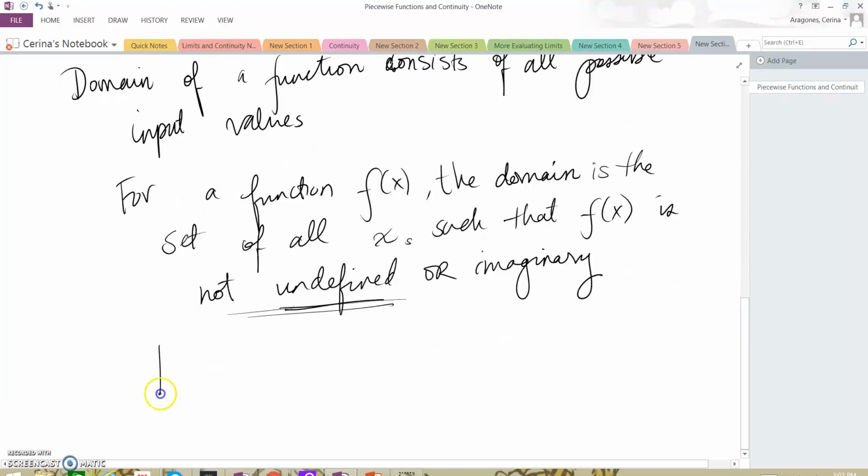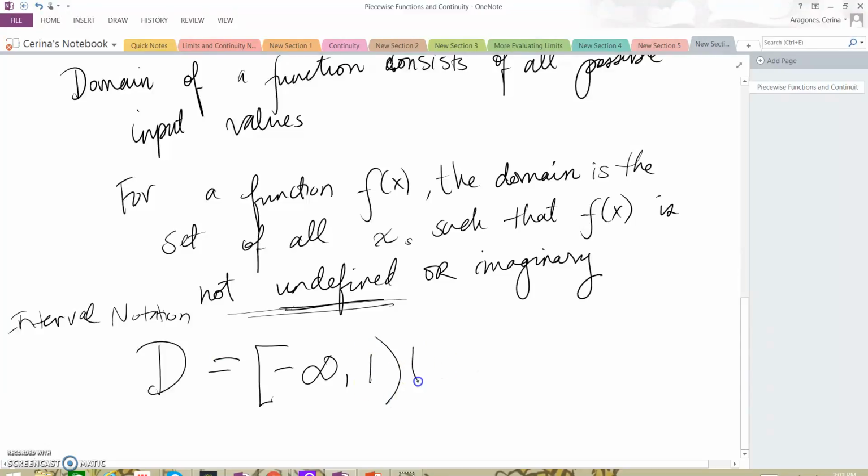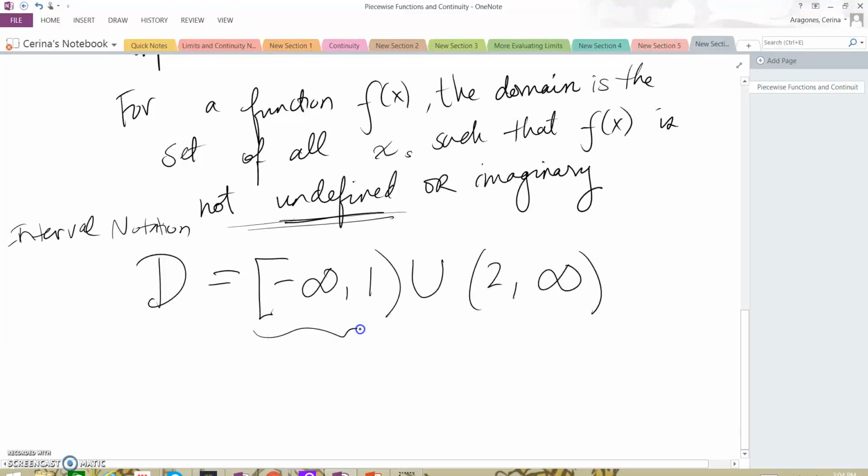Domain is written like this. There are two ways you can write it. You can either write it in interval notation. Essentially, you're telling me which interval the domain belongs to. So, for example, if it belongs to negative infinity to 1, and then from 2 to infinity, okay, they're telling me, oh, these are the intervals that are the possible x's that can go into my function. This right here is a union symbol. It just means and. Okay, so my x's belong in this interval and this interval.